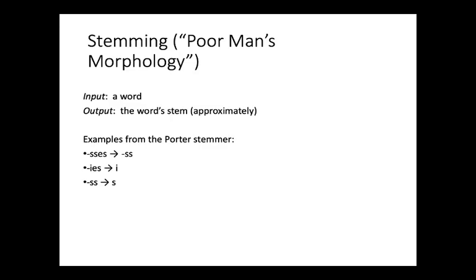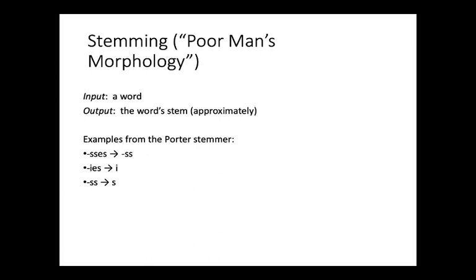And by stem, in this case, we mean not what a linguist means by stem, which is the root plus all of the derivational affixes. It's a string such that all forms of the word have the same string, and words that are different have different strings.